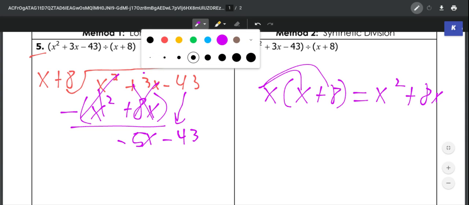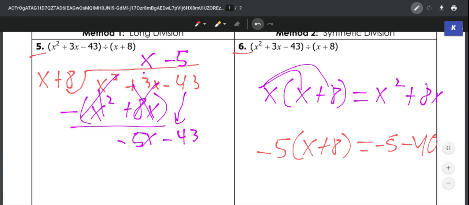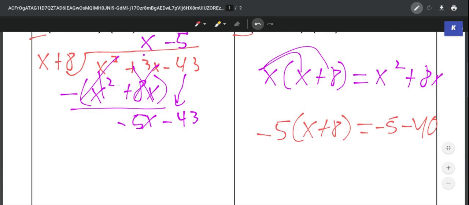All right. So now that we have done that, we're going to come back and essentially say negative 5 times this entire x plus 8. And that's going to give us negative 5x minus 40. So that's what we write below this negative 5x minus 43. And we're subtracting that as well.